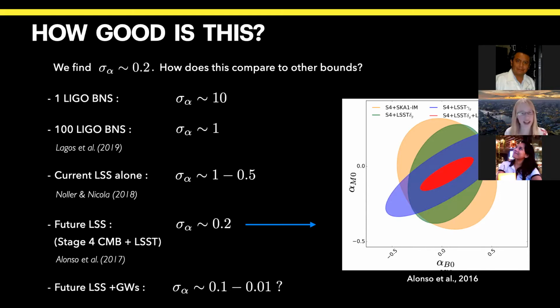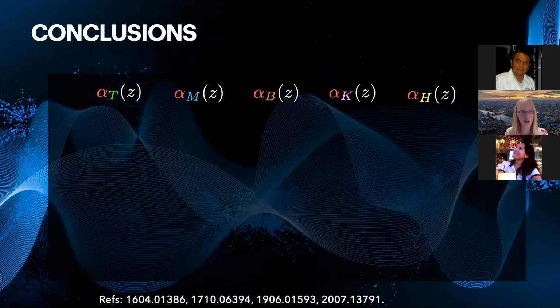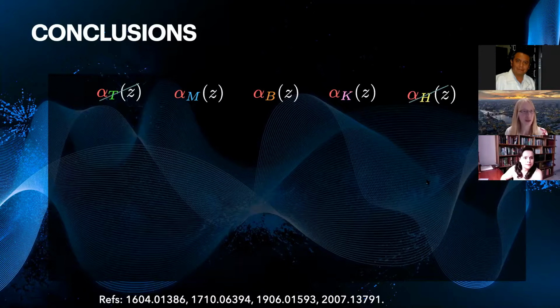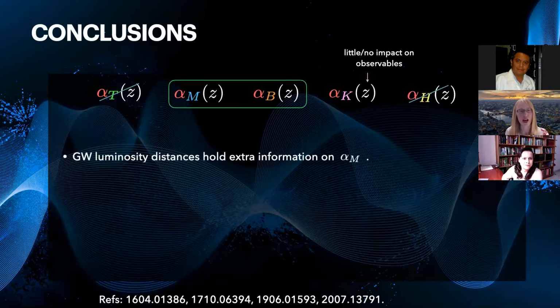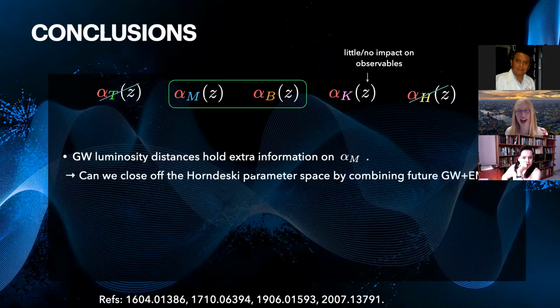All right, I will leave it there today. Just my quick visual summary of the alphas. I introduced you to these 5 parameters. I said this one was ruled out by the speed of gravitational waves, more or less. This one was ruled out by theoretical ideas, more or less. This one, we said we couldn't really constrain with current observables. And hopefully I convinced you that these two can be bound by a mixture of gravitational wave luminosity distances and EM data. And our hope is to close off this Horndeski parameter space.